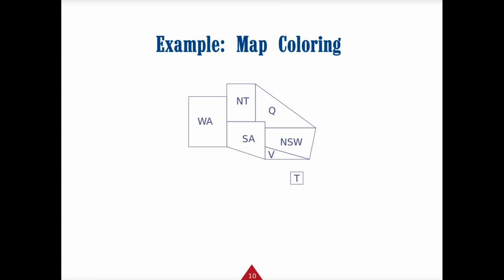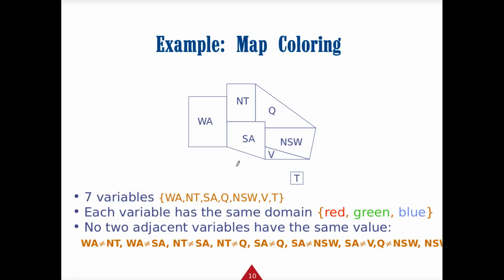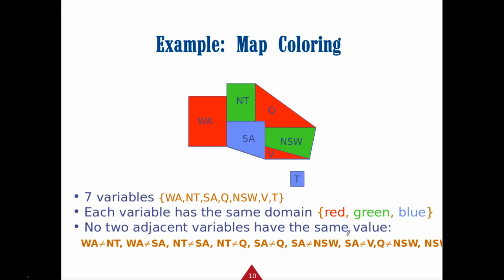But for map coloring, basically what we want to do is use as few colors as possible. In this case, we have 1, 2, 3, 4, 5, 7 territories, and we want to use as few colors as possible. The variables for this one are the different territories: WA, NT, SA, Q, NSW, V, and T. Each variable has the same domain: the colors red, green, and blue. The constraints are that no two adjacent territories have the same value. So this is basically all the permutations of the different values. And then we color them in.